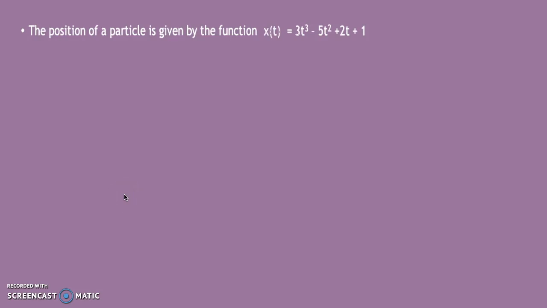To start this next lesson, we're actually going to begin with some review. We have this function here for position, the position of an object, and I'm going to ask you to go ahead and find the average velocity from 0 to 2 seconds. Go ahead and do that real quick.